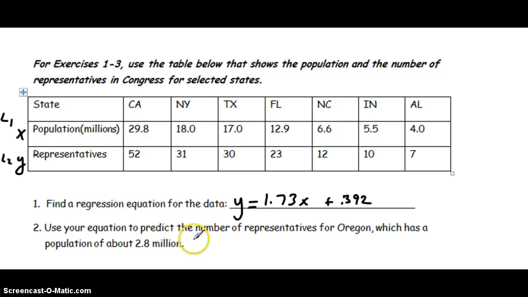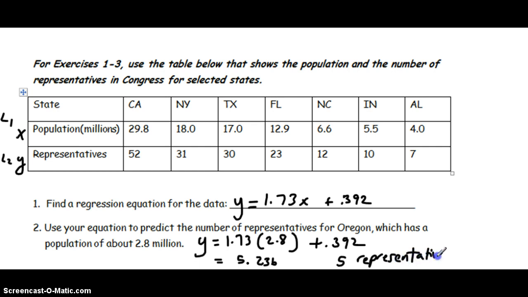And we can use our equation to make a prediction. If another state, such as Oregon, has a population of 2.8 million, that will be plugging in 2.8 for the x to find the y value. So y equals 1.73 times 2.8 plus 0.392, and that would be equal to 5.236, which means, because we're talking about people, number of representatives, that Oregon would have 5 representatives.